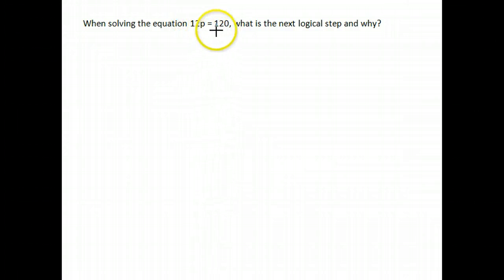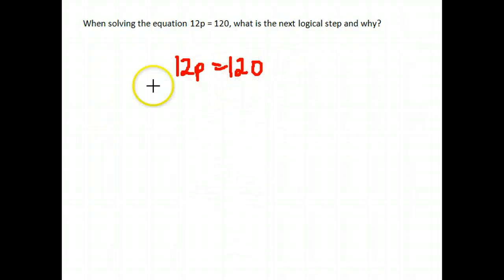Well, when we solve an equation like this, we have 12 times p equals 120. How would we do that? Well, we do the opposite. We were multiplying here, so to remove that 12, we would do the opposite and divide both sides by 12. So our next logical step would be to divide both sides by 12.